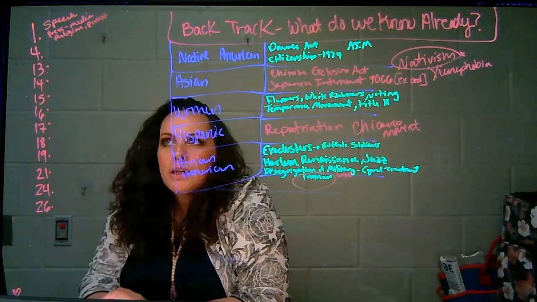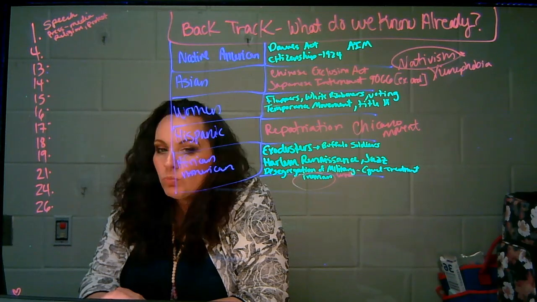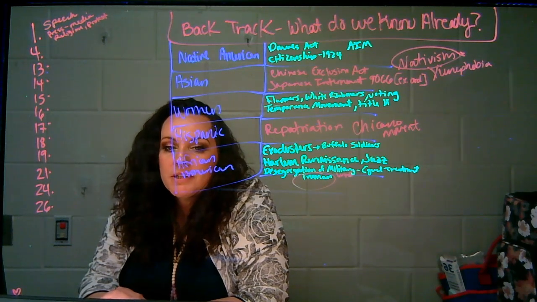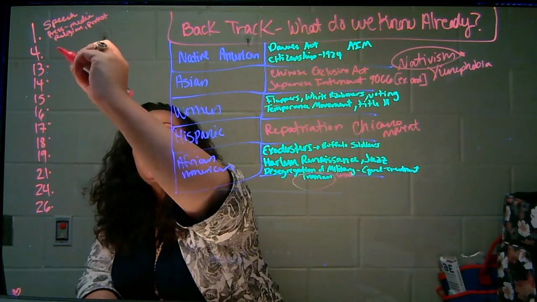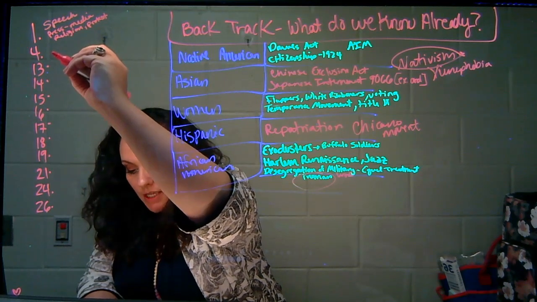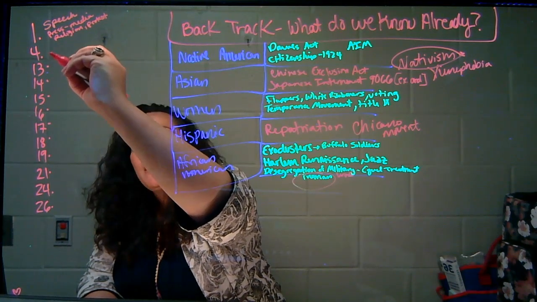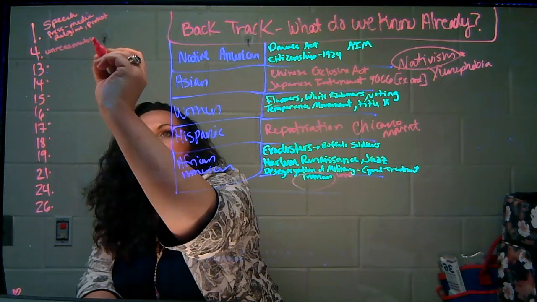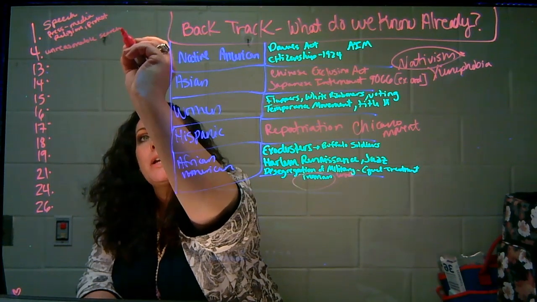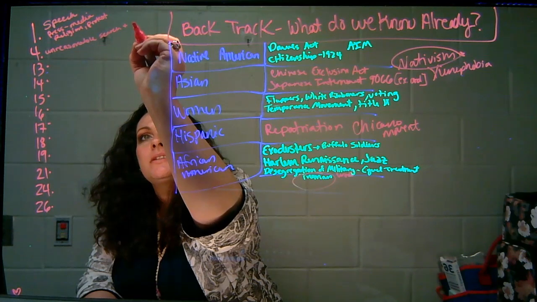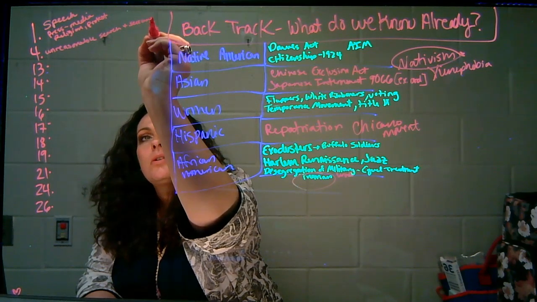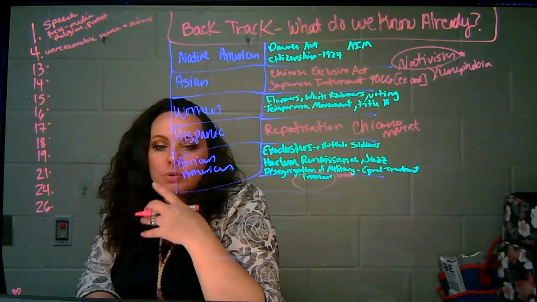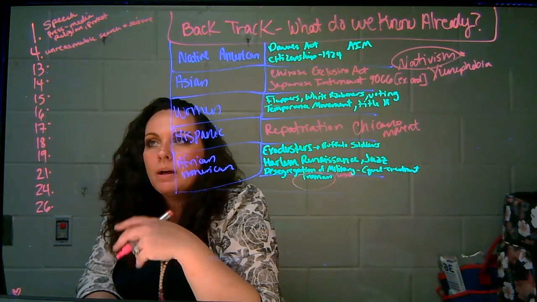Now, the other amendment that you're going to be tested on really comes in when we talk about the Japanese internment, and that is the Fourth Amendment. This is the right against unreasonable search and seizure. So this means that the government can't just come in and look through your things and take them without probable cause, without a warrant, without the things that they have to have in order to do that.